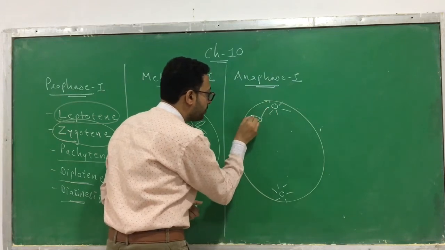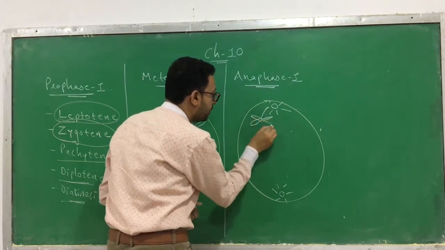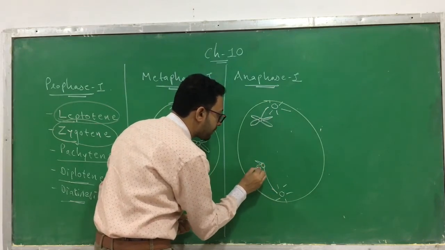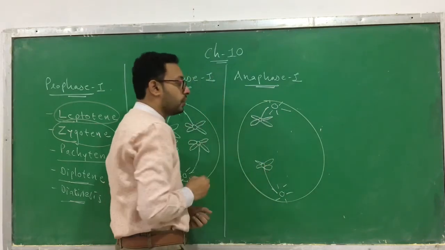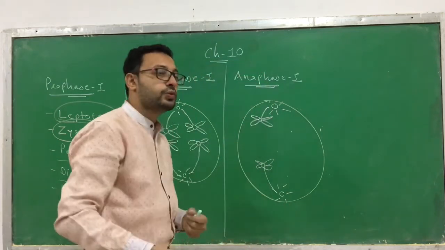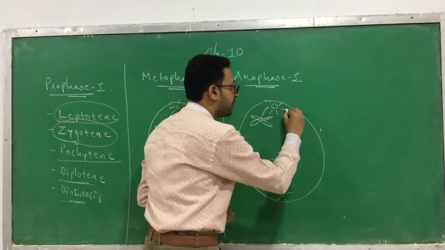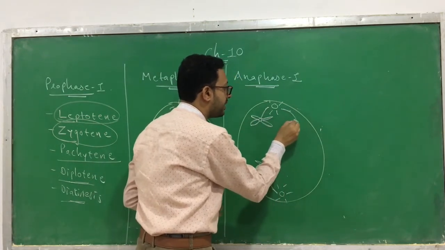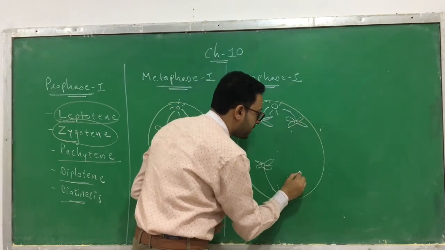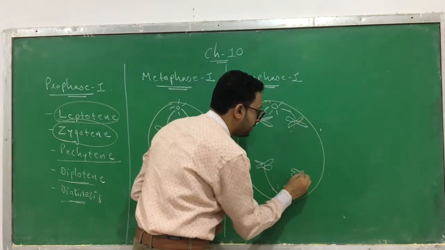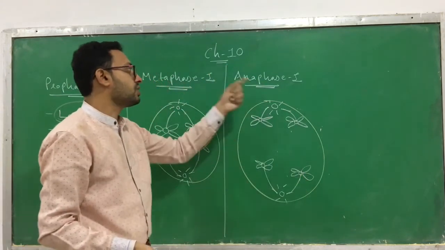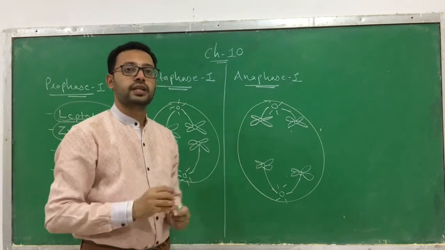So one chromosome is moving towards one pole, suppose say it's the north pole, and the other chromosome is moving towards the other, that is the south pole. Because the spindle fiber constricts, they start to move towards the respective pole. Same thing happens with the other pair of chromosomes. I am just drawing two pairs as an example, but you know that there are 23 pairs present. So this is called anaphase 1.